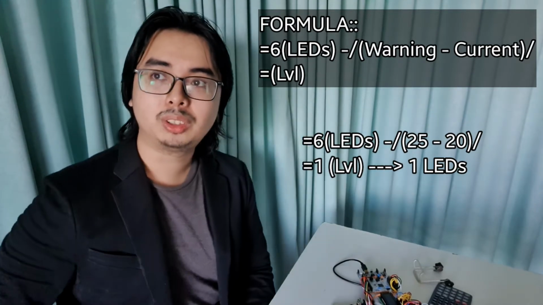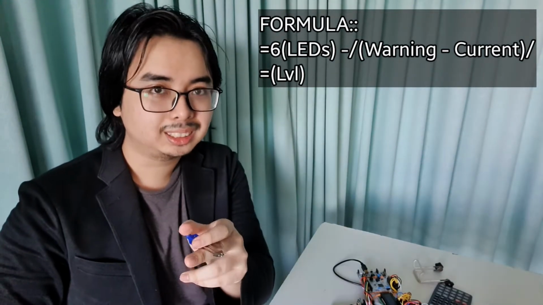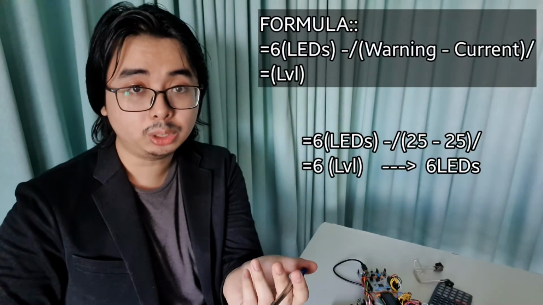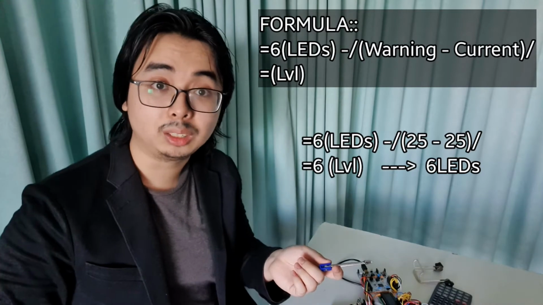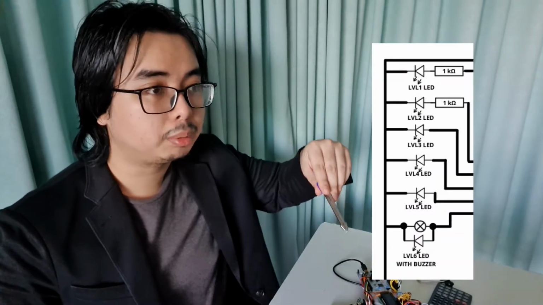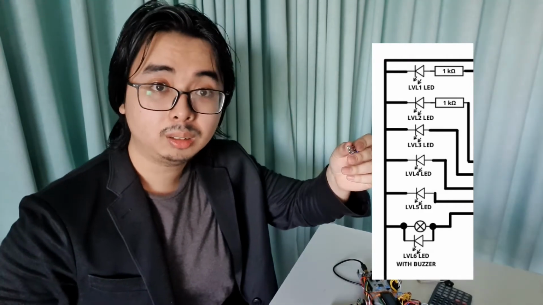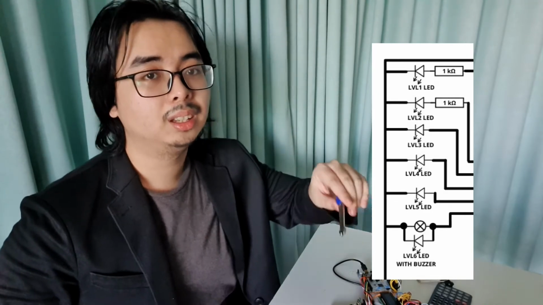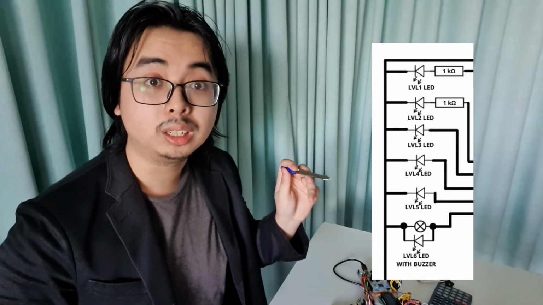Assuming the current temperature is 25 degrees Celsius and the user input is 25 degrees Celsius, then 25 minus 25 is 0, and 6 minus 0 is 6, so the level 6 LED will turn on. Now when a level 6 LED turns on, all of the LEDs before that will also turn on. Like let's say level 3 turns on, level 2 and level 1 will turn on, but levels 4, 5, 6 will not turn on. Now when the level 6 LED turns on, it is connected in parallel to a buzzer.